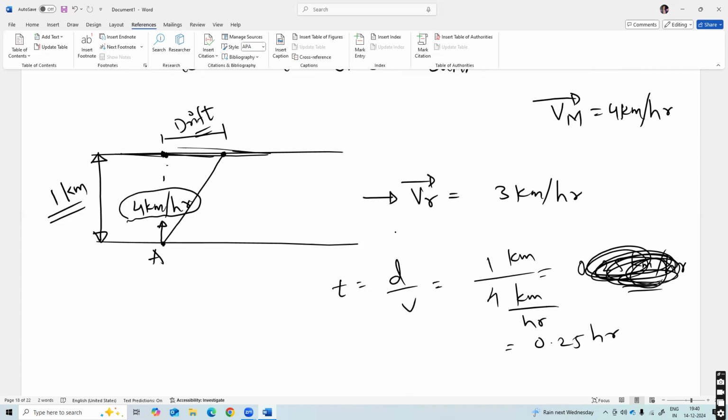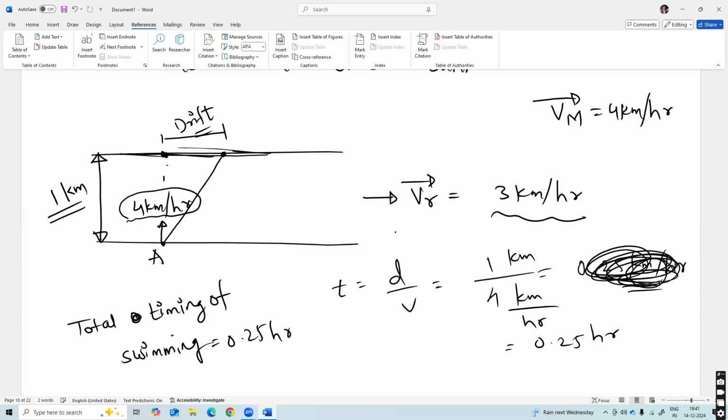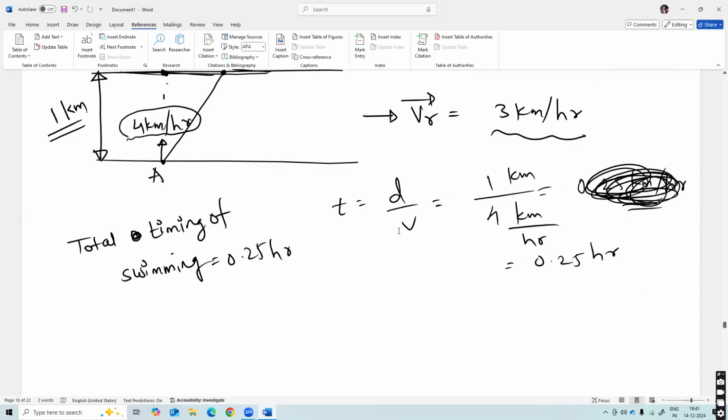Now we know the total time of swimming is 0.25 hours, because for reaching from this bank to the other bank he took 0.25 hours. The x component of velocity is basically 3 kilometer per hour, which is the velocity of the river. So the distance covered will be velocity into time.